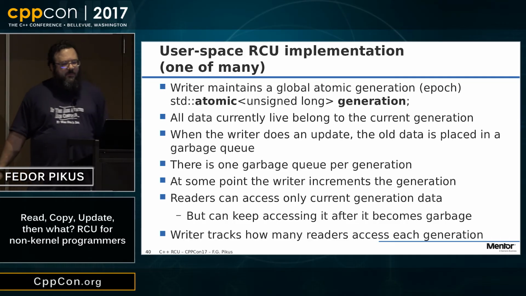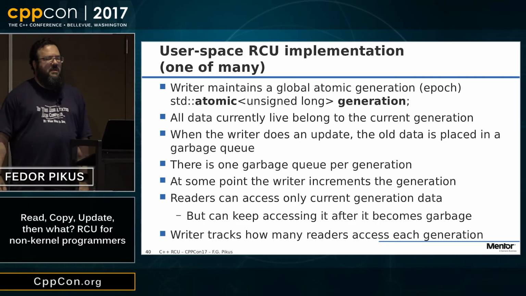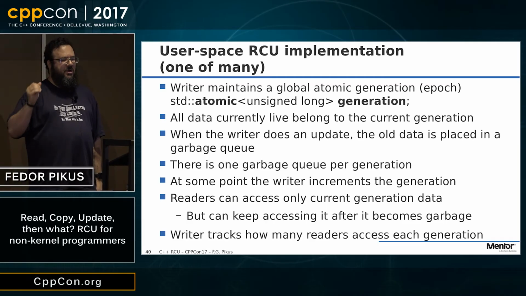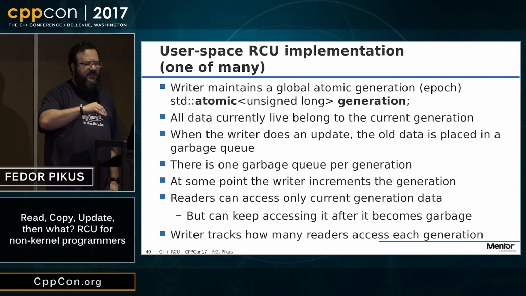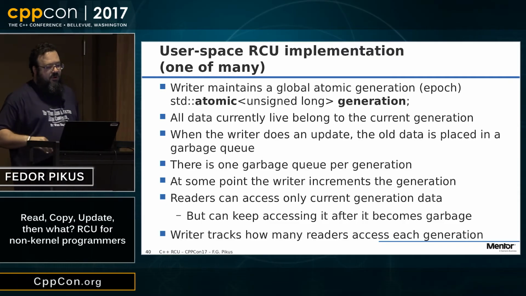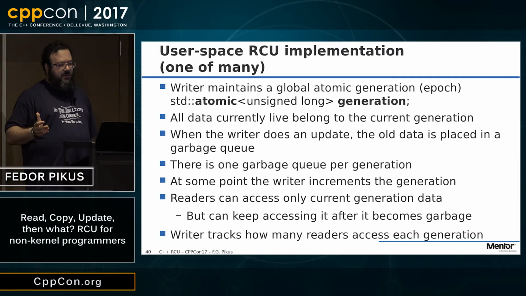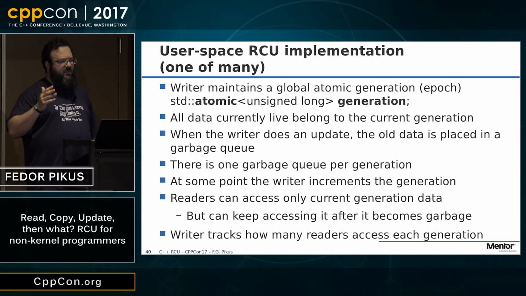So here is the idea. The writer will maintain a global integer that is called generation. Sometimes you can find the term epoch. It's monotonically increasing. All the data that you have belongs to a particular generation. The data that is currently live belongs to the current generation, which is the value that is stored in that integer right now.